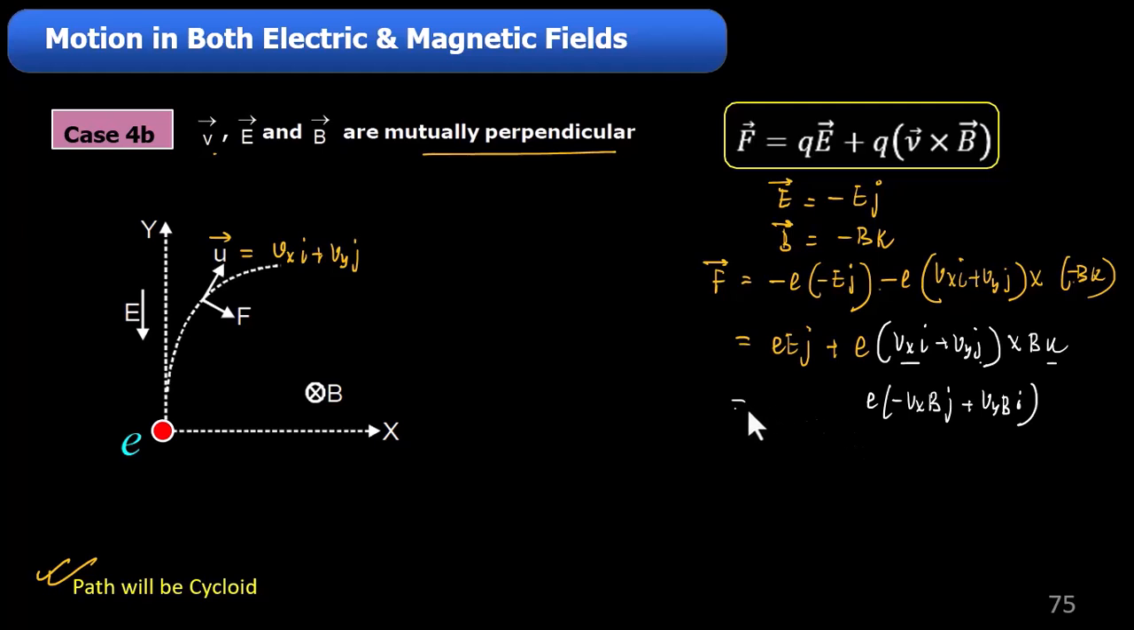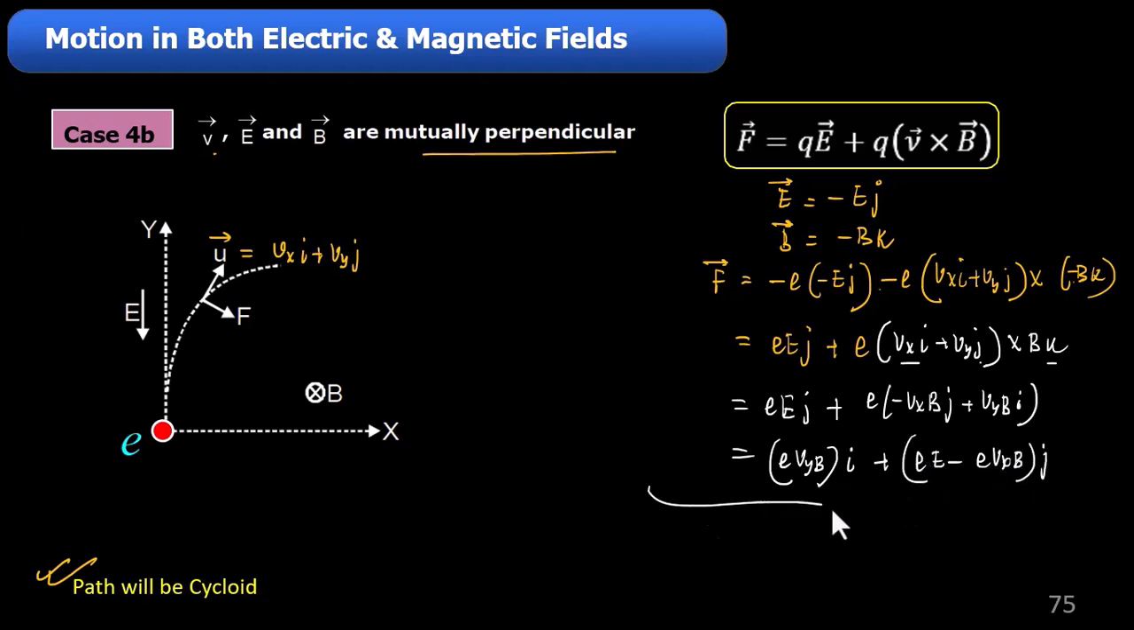Okay. So that is the final force acting on the electron. If I rearrange it, taking the i part common and the j part separately, can I write that e into Vy into B is the i component of the force? Similarly, plus e into capital E minus e into Vx into B, that is the j component of the force.